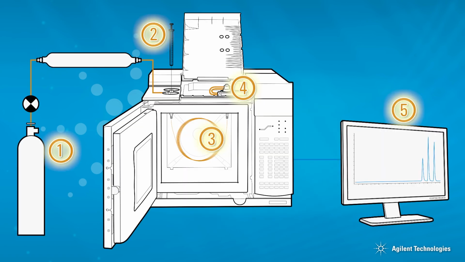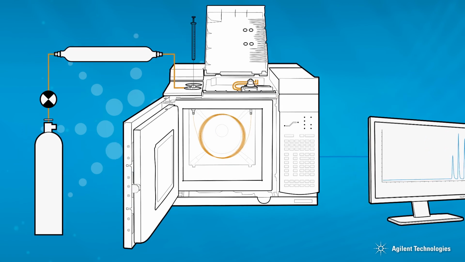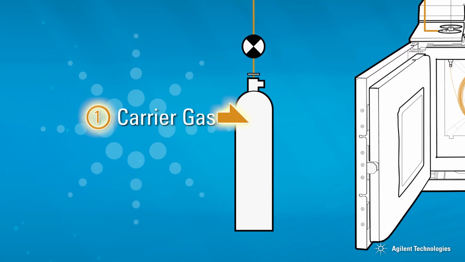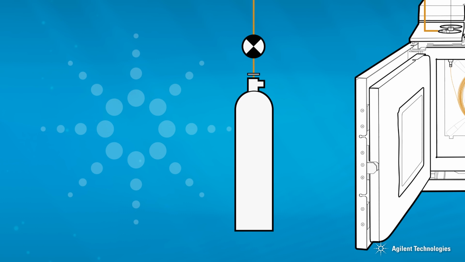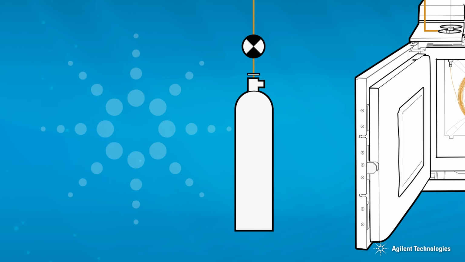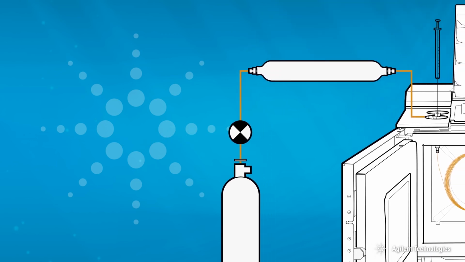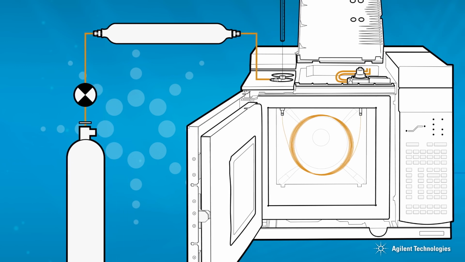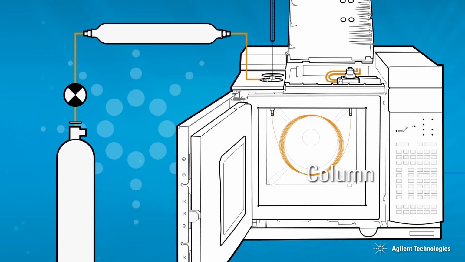There are 5 primary components to a GC system. Carrier gas, from a pressurized cylinder or a gas generator. Typical carrier gases are helium, hydrogen with safety precautions, and nitrogen or argon. The gas must be very pure, greater than 99.9995%. The carrier gas carries the sample through a GC column, where it is separated into individual components of the sample mixture.